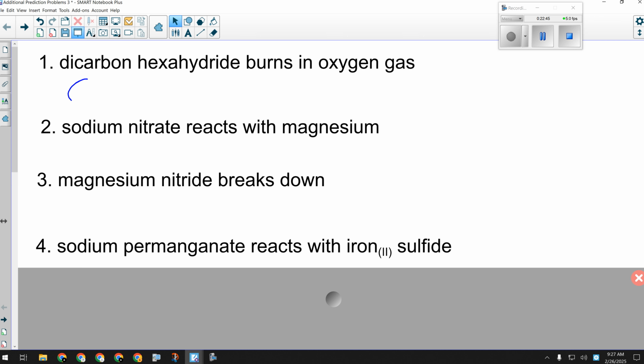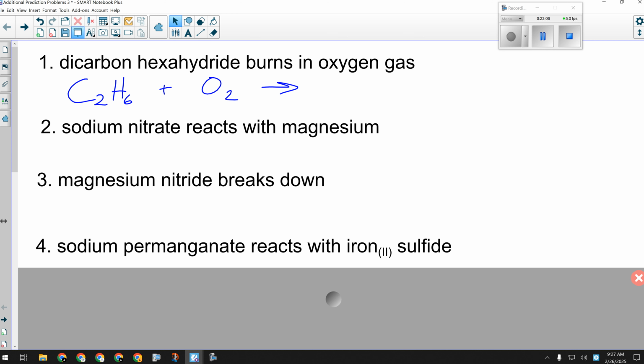Dicarbon, how many carbons is that? 2. How many is hexahydride? 6. Burns in oxygen gas. That makes it really easy. It tells us what reaction type. What's burning mean? Yeah, combustion, right? So I know that this is a combustion reaction.